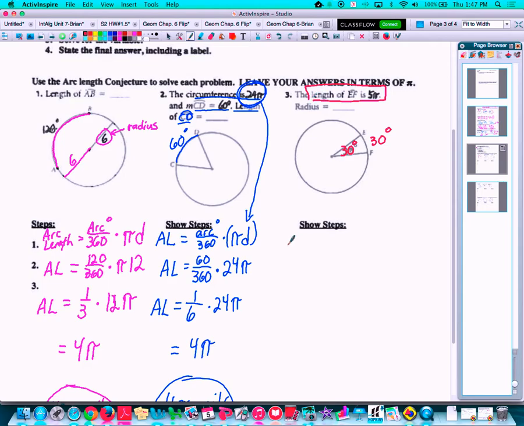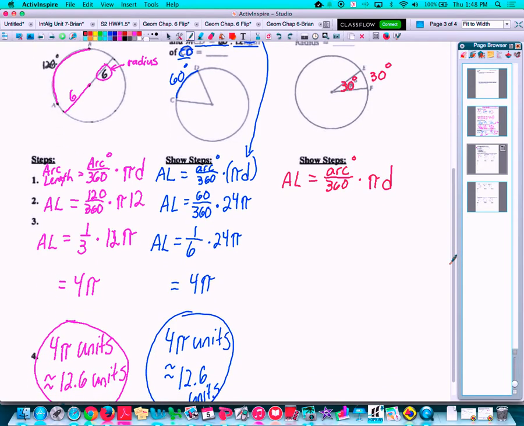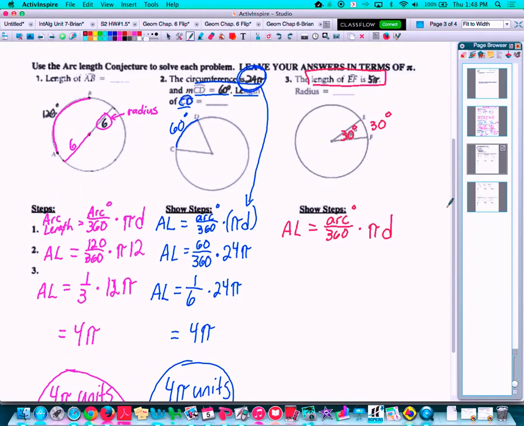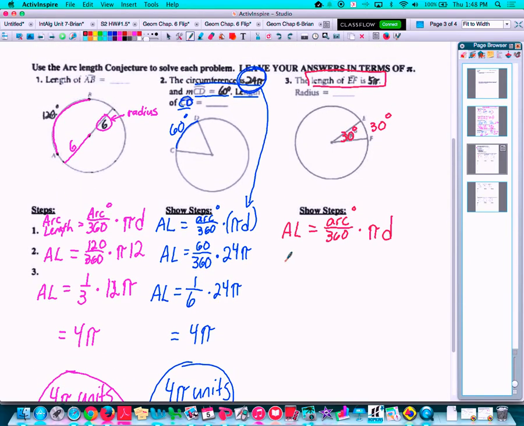All right. So let's go ahead and put in our formula. Arc length is the arc measure out of 360 times the circumference, so times pi d. I guess we're going to be solving for the radius, so we're eventually going to have to divide that by 2. All right, let's plug in what we have here. Now, what we have is the arc length, so we're actually going to put that in the arc length spot, right? Because that's what's given to us, 5 pi.